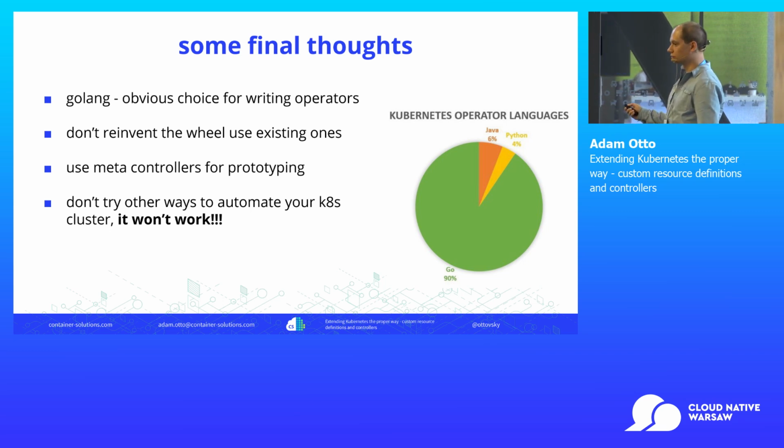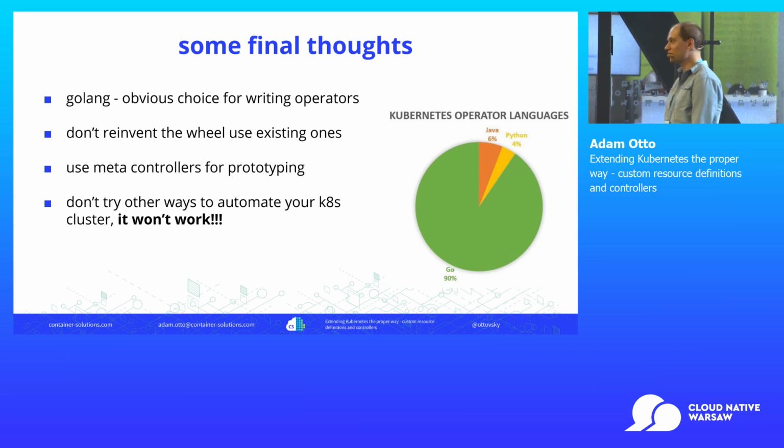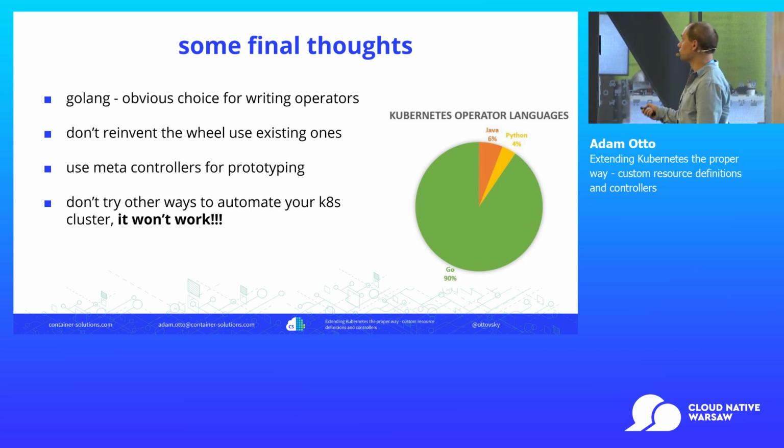If you need to build your own operator, you may think about using metacontrollers for prototyping. If you are not familiar with Golang, before jumping into developing Golang operators, you may use metacontrollers and develop the logic in your favorite language. Another important thing is do not try to automate your Kubernetes cluster any other way, because it won't work. I saw people trying to build automation with magic bash scripts, magic config management, but the controllers and operators framework is the way to go with Kubernetes.